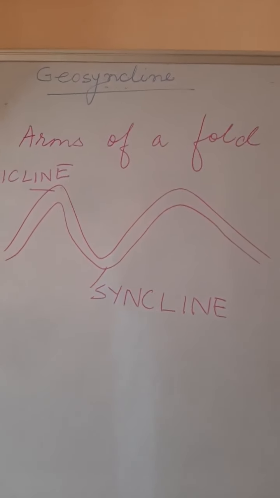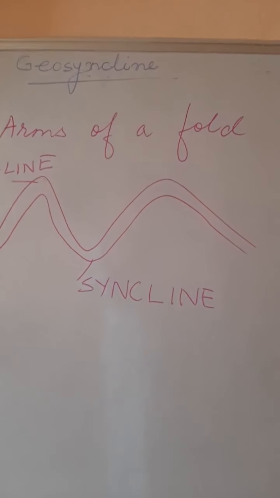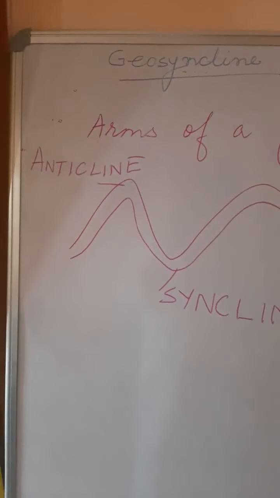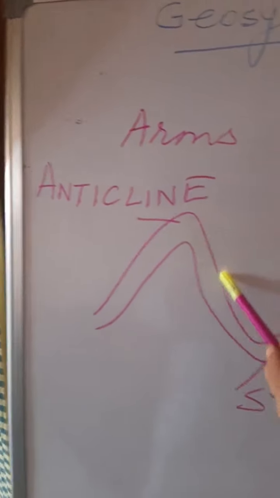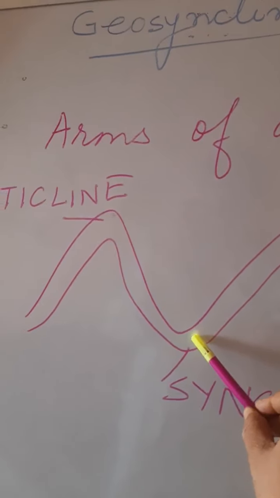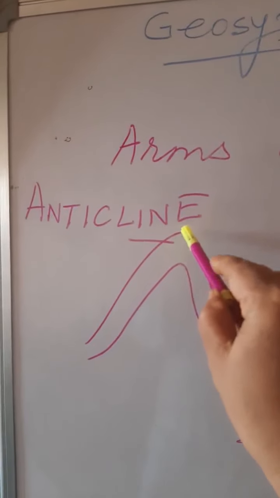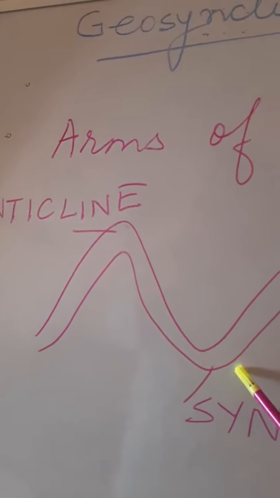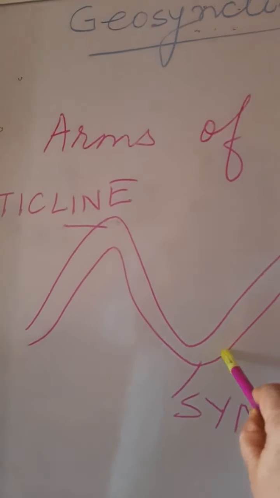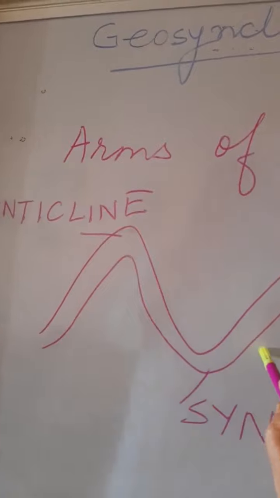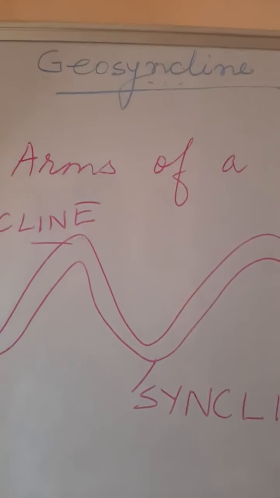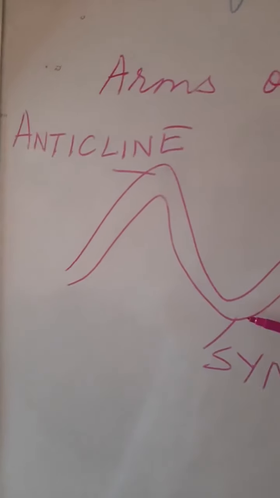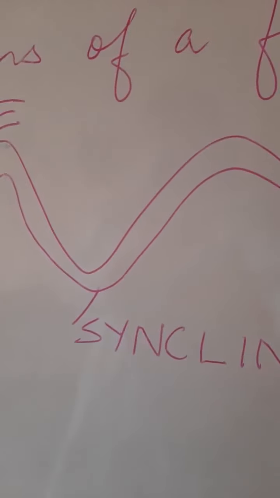The term geosyncline is associated with fold. Now a fold is in this way. It consists of an upper part and a lower part. The upper part is known as anticline, and the lower part, the bottom part, is known as a syncline. Children, this term geosyncline has come from the syncline.